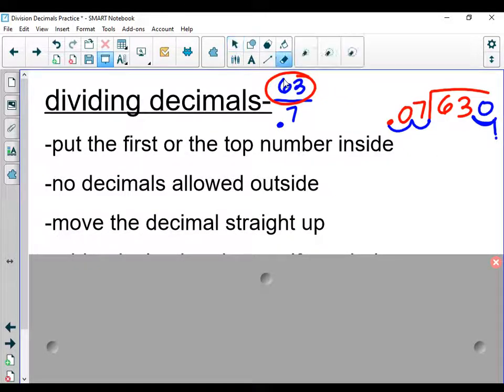Then you want to move your decimal straight up. So if this was a 1 decimal question, I would move it straight up on my answer. Too many people wait until the end, and then they forget where it goes. So move it straight up right away.